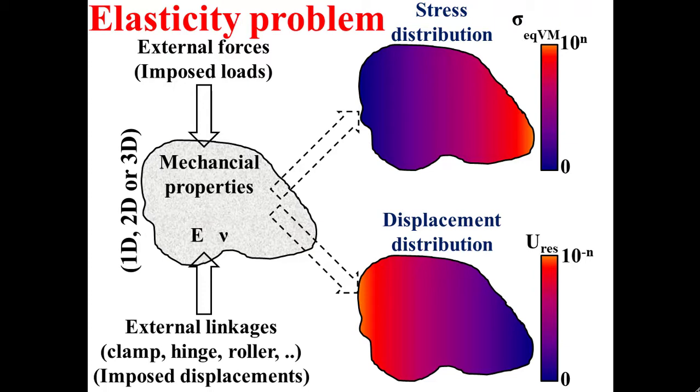It is to note also that the intensity of these stress and displacement distributions will depend on a very important characteristic of this body, of the elastic body, which is called stiffness of the body. And this stiffness depends mainly on the geometry and the mechanical properties of the body.